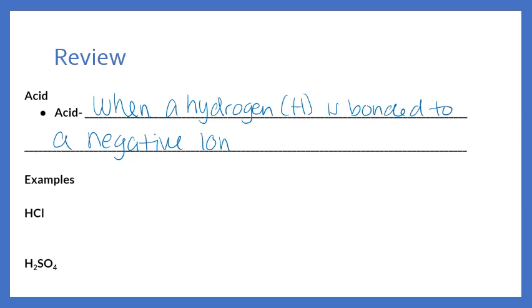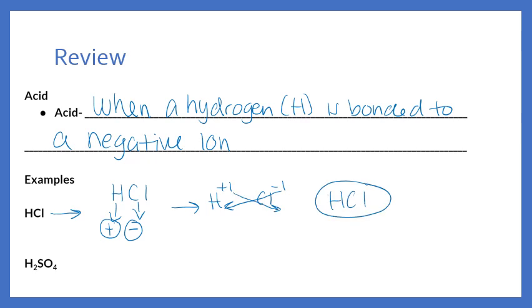All right, so let's take a look. Some examples of this is when hydrogen is bonded to chlorine. In this case, HCl, the hydrogen takes that plus charge. Chlorine is that minus charge. So it's hydrogen plus 1, chlorine minus 1. We crisscross those charges, so it becomes HCl. Chlorine is that negative ion, okay?